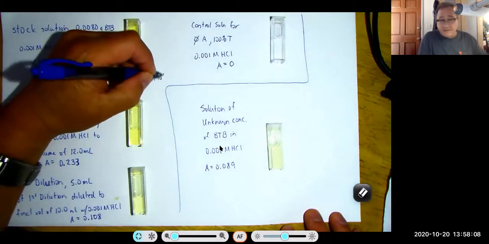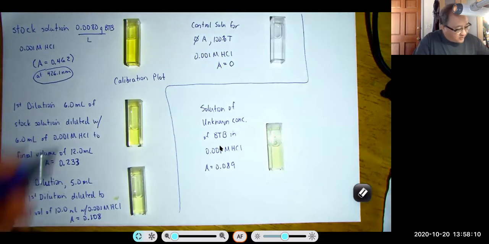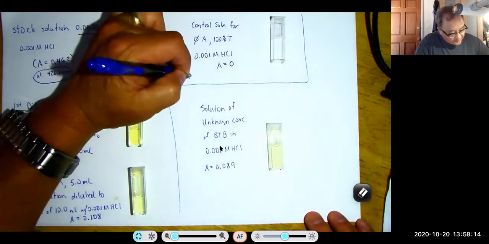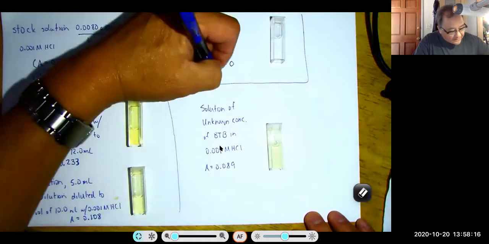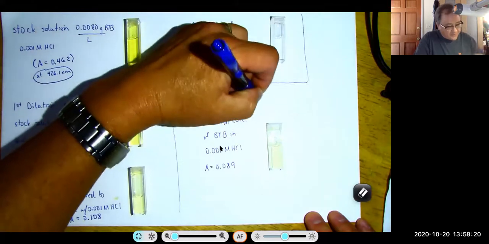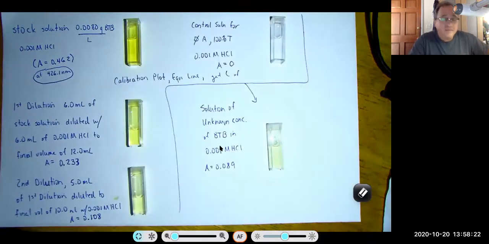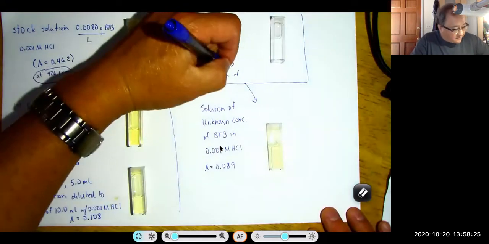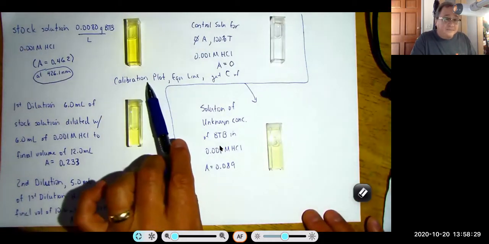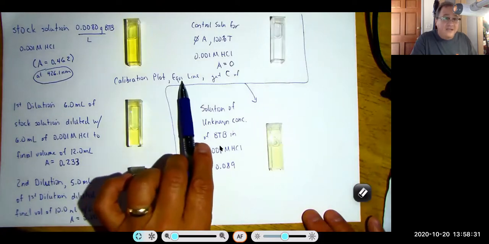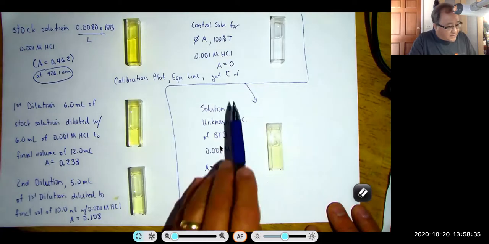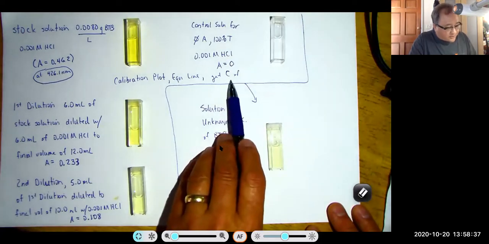Calibration curve or calibration plot, whatever you want. You're going to get the equation of the line. And then you're going to use that to get the concentration of the unknown solution. So I'm going to repeat that. With this information here, you're going to make a calibration plot. You're going to get the equation of the line. So you want to draw the line of best fit. And then you want to get the concentration of this solution.